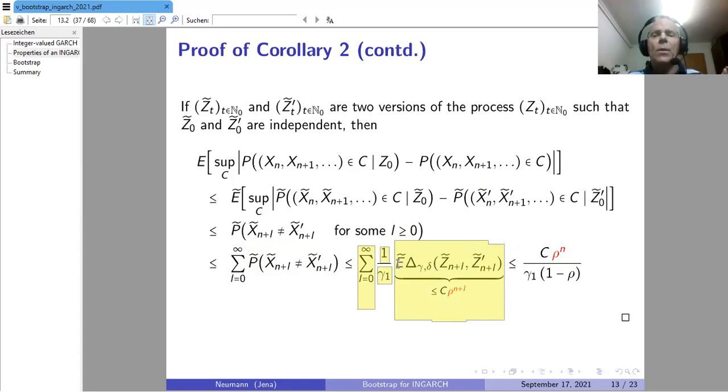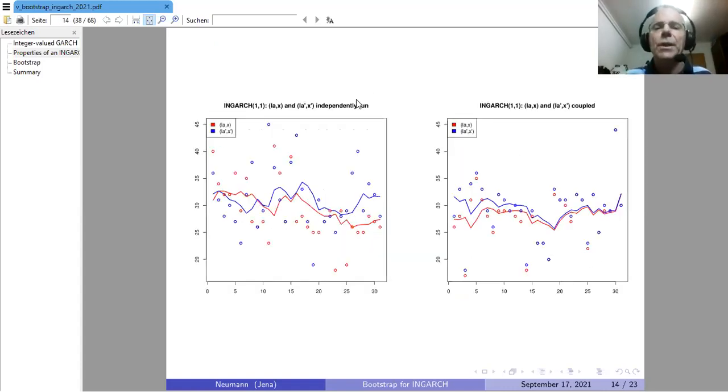So, and now we use our convergence result. These expectations converge at an exponential rate when we take a good coupling, namely the coupling that I explained before. And this finally leads to a rate of convergence of the mixing coefficients, which is an exponential one. Maybe this picture here on the next slide explains what's going on. I simulated two versions of an INGARCH(1,1) process.